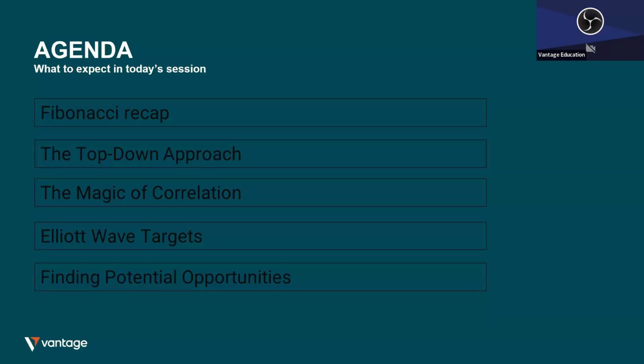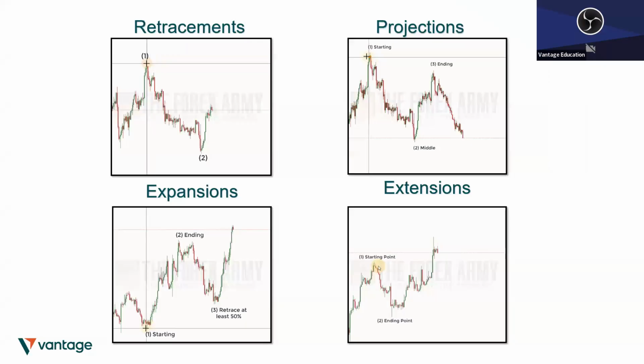Our agenda for today will be to do a Fibonacci recap, the top-down approach and the magic of correlation, Elliott Wave targets, and finding potential opportunities. So let's do the Fibonacci recap.